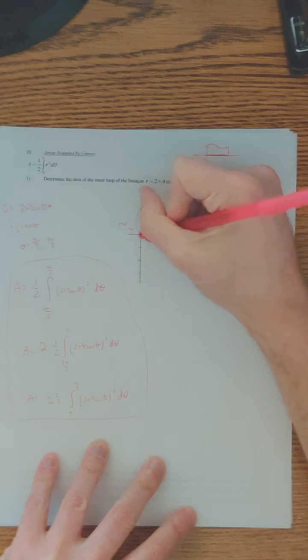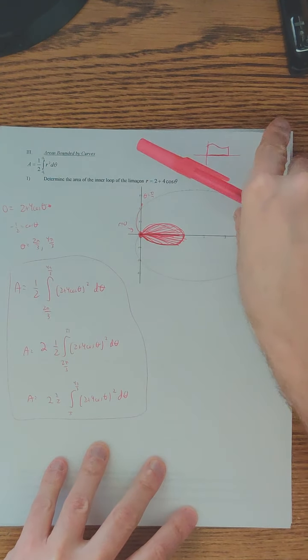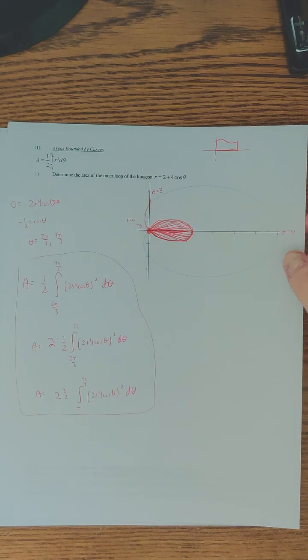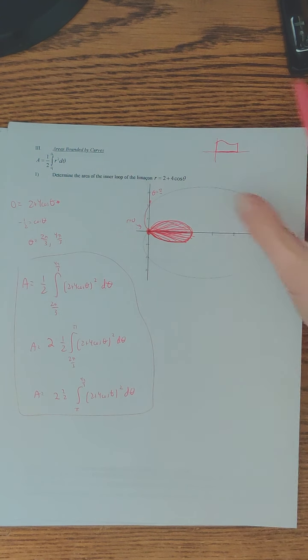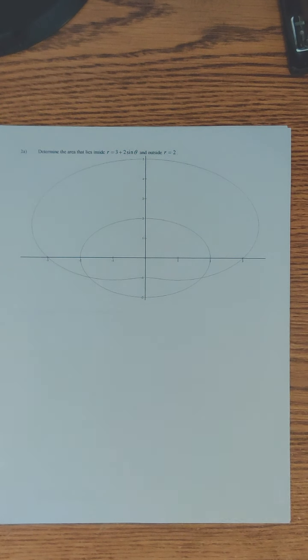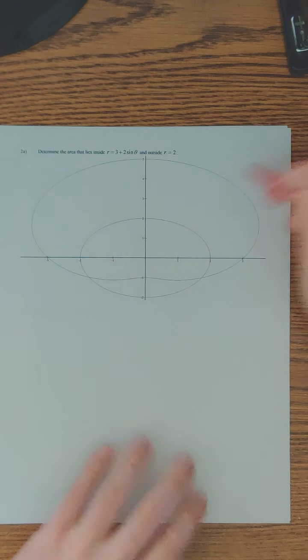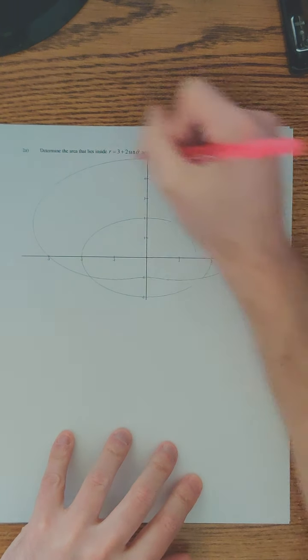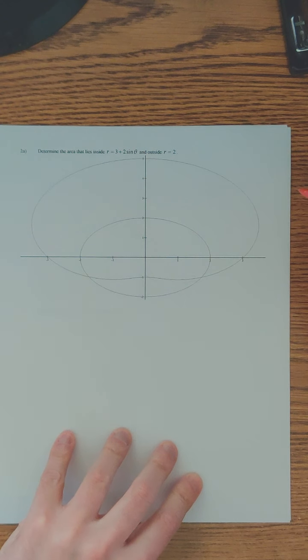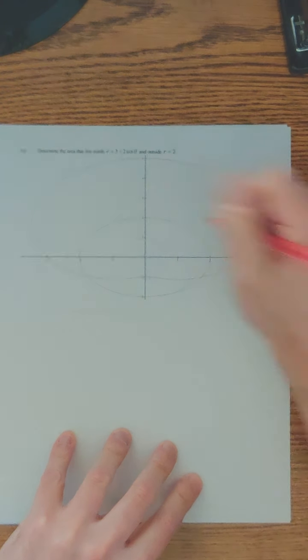So if the region is adjacent to the pole, then this is a pretty straightforward problem. Just use the formula, figure out what your beginning theta is and your ending theta is. But it does get a little trickier. So here we have a cardioid. Looks like a cardioid. And a circle.